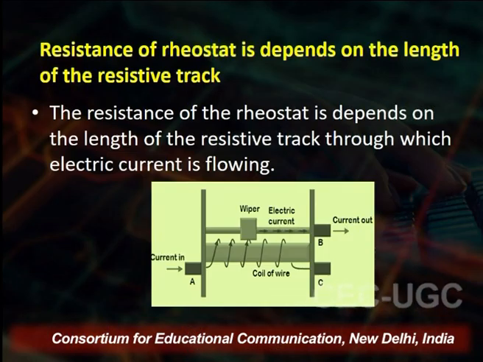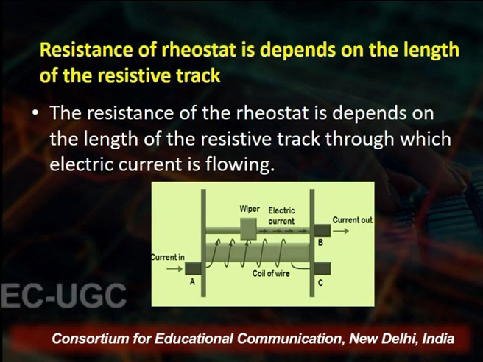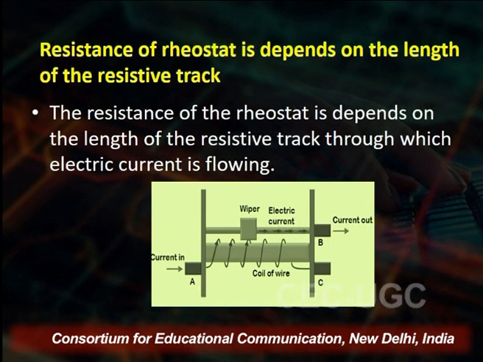So the resistance of the rheostat depends on the length of the resistive track, and is inversely proportional to the current. So the resistance of the rheostat depends upon the length of the resistive track through which the electric current is flowing.